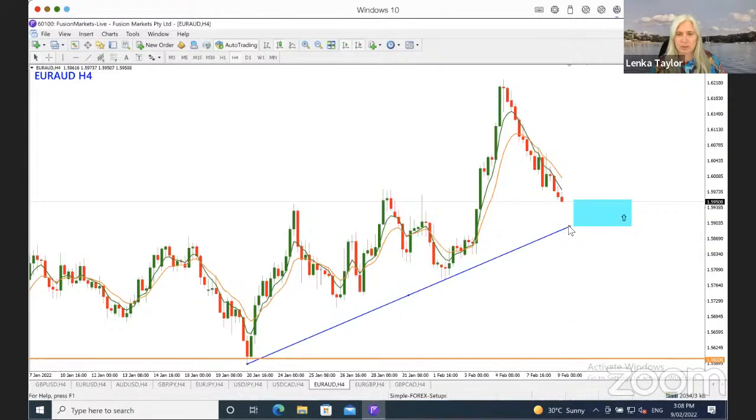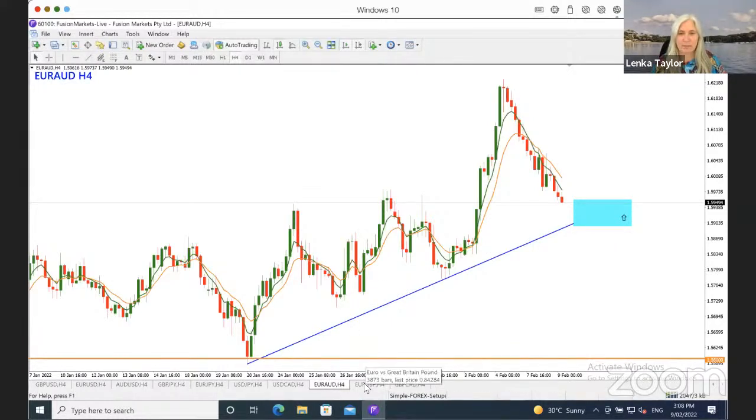So the trend line could be there if you don't account for the wicks, or there if you account for the wicks of these candles of that previous low. So definitely looking at a long on Euro AUD when we get that reversal at some point between now and the trend line.